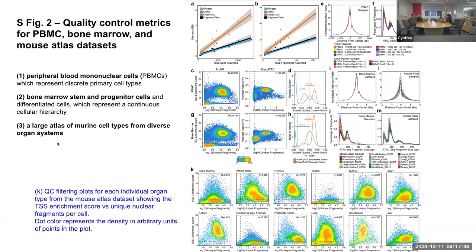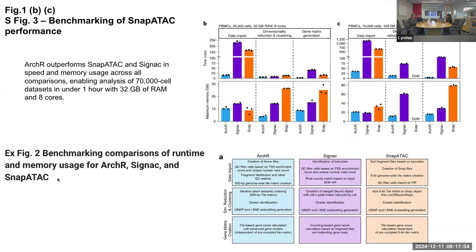Then they also check different kinds of tools that they can use to make this kind of analysis. And they find that, according to the distribution of the most used tools for performing analysis, but also the tools that they consider share more of the features that they incorporate in ArchR, they decide to compare only against Signac and snapATAC.